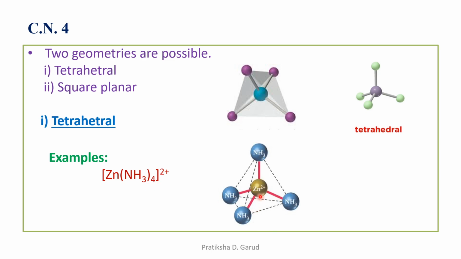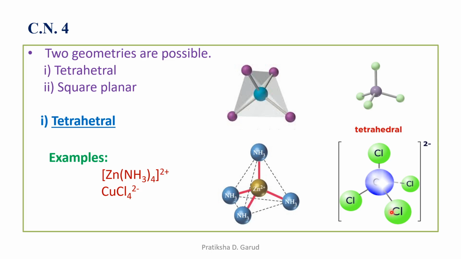So this is the structure. At the center we have the metal Zn 2+ and it is attached to 4 ligands in a tetrahedral fashion. Similarly, one more example is CuCl4 2-. Again here we have Cu, the central metal, which is surrounded by the 4 ligands in a tetrahedral fashion, right? So this is the tetrahedral geometry for the coordination number 4.